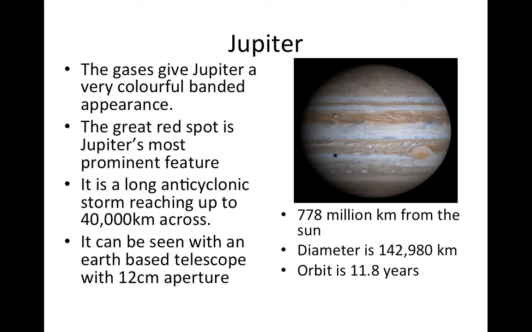It is a very long anticyclonic storm reaching up to 40,000 kilometers across. Jupiter can actually be seen from Earth with a telescope with a 12 centimeter aperture and above. You can see Jupiter at certain periods on Earth.